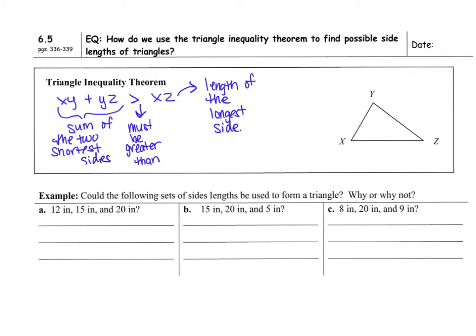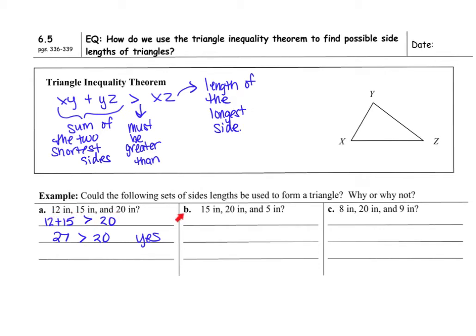So let's look at some examples. If these were three given lengths for a triangle, I want to figure out if we can use these lengths to even form a triangle. So you take the two shortest sides, which would be 12 and 15, and you add them together. So 12 plus 15 has to be greater than the longest side, which is 20. So 12 plus 15 is 27, and 27 is greater than 20. So yes, you would be able to make a triangle with the side lengths of 12, 15, and 20 inches.